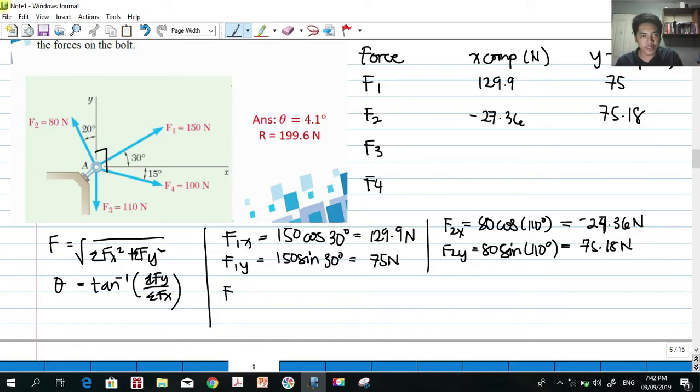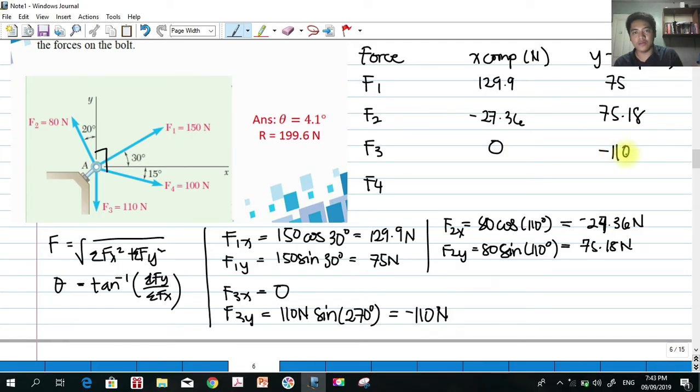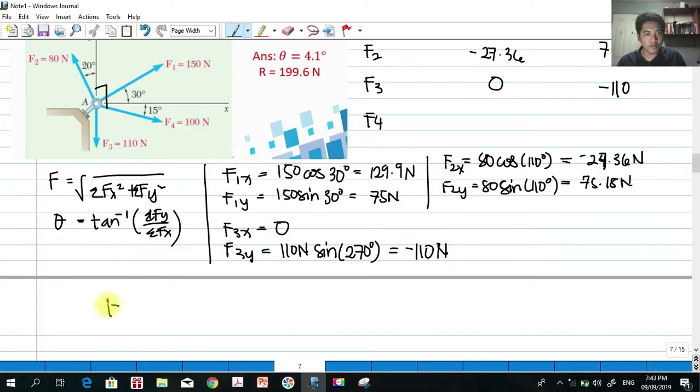F3 is lying plainly on the y-axis, so its x component is 0. For F3y, it's going downward, so we have 110 newtons sine of how many degrees? Since it is in this direction, this is 90, 180 plus 90, that is 270 degrees. You may be surprised that it is negative 110 newtons because it's going downward. So here we have 0 and negative 110.